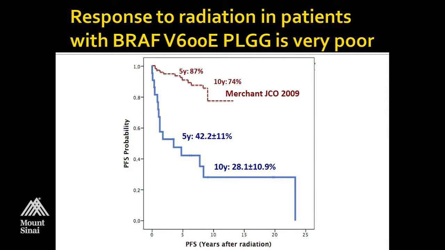And if we look at their response to radiation, similarly, it's not as good. So this is just a comparison cohort. This is Tom Merchant's study, low-grade glioma response to radiation. So this is what we would expect. So we would expect about a 10-year, 75% progression-free survival for patients who've received radiation for low-grade glioma. If we look at our V600E patients, we're only seeing a 28% progression-free survival at 10 years.